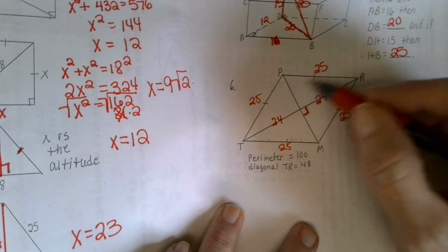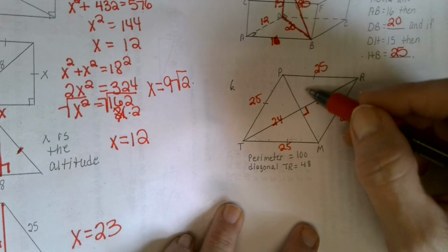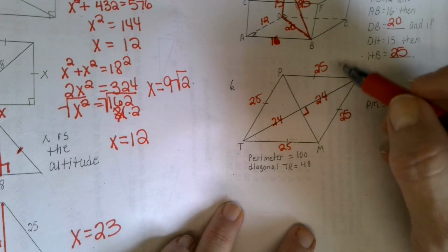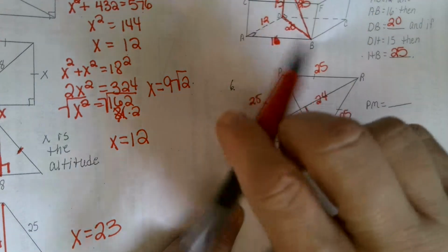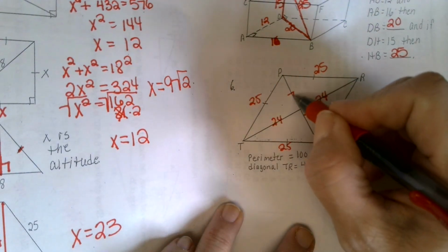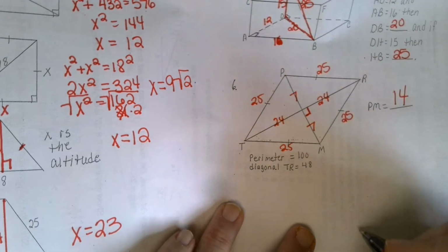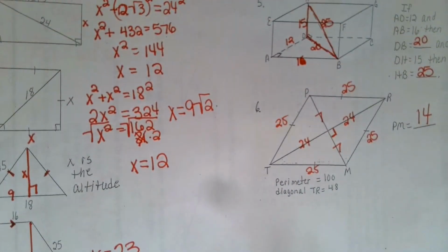Does this look like one of our triples? 7, 24, 25. We saw that over here. 7, 24, 25 is a triple. And so PM is 14. Okay, we are done with these notes.